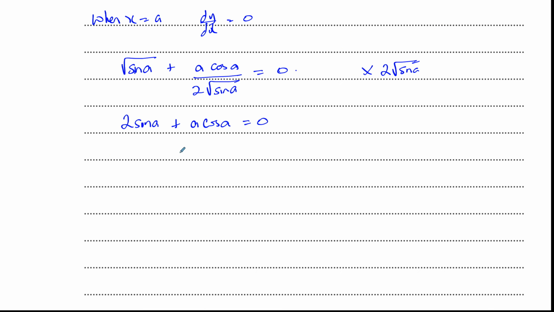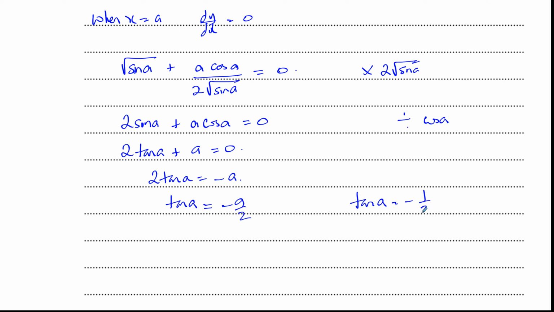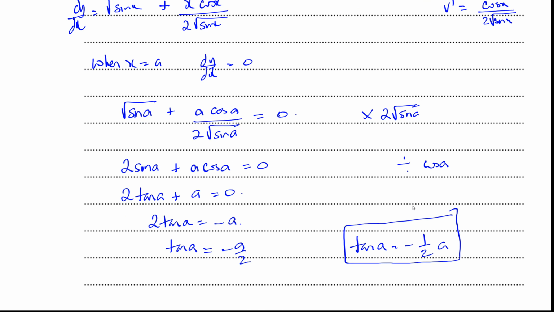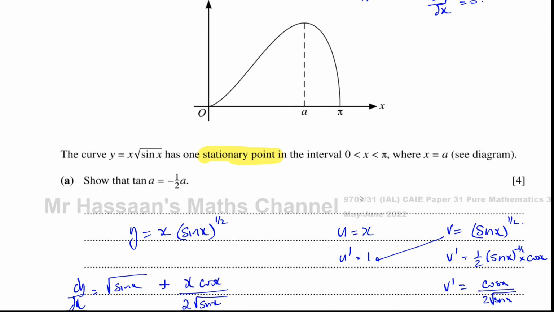Now I'm getting somewhere. I can divide both sides by cosine a to turn this into tan a. So this becomes 2 times tan a plus a equals 0. So 2 times tan a is equal to negative a. So tan of a is equal to negative a over 2. So we can say the tan of a is equal to negative a half of a, as required for us to show. Okay, tan of a equals negative half a. So that completes question 10 part A.